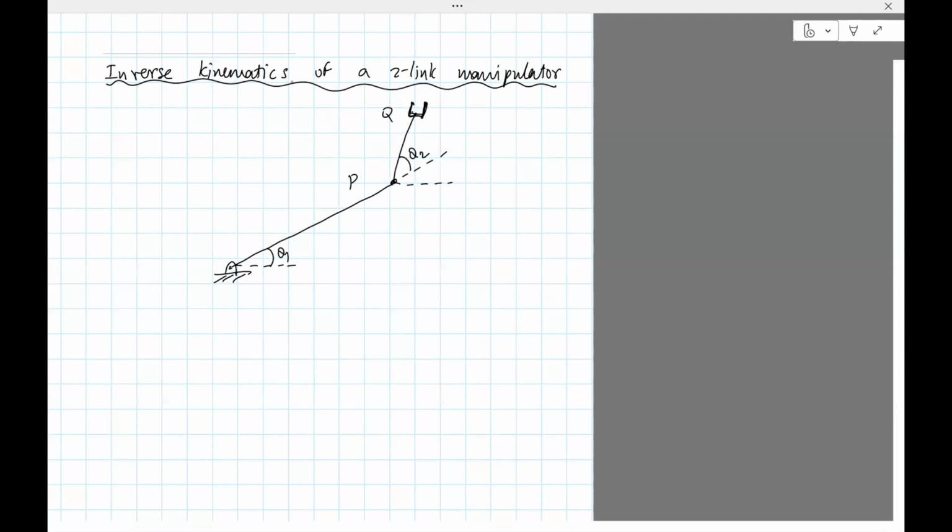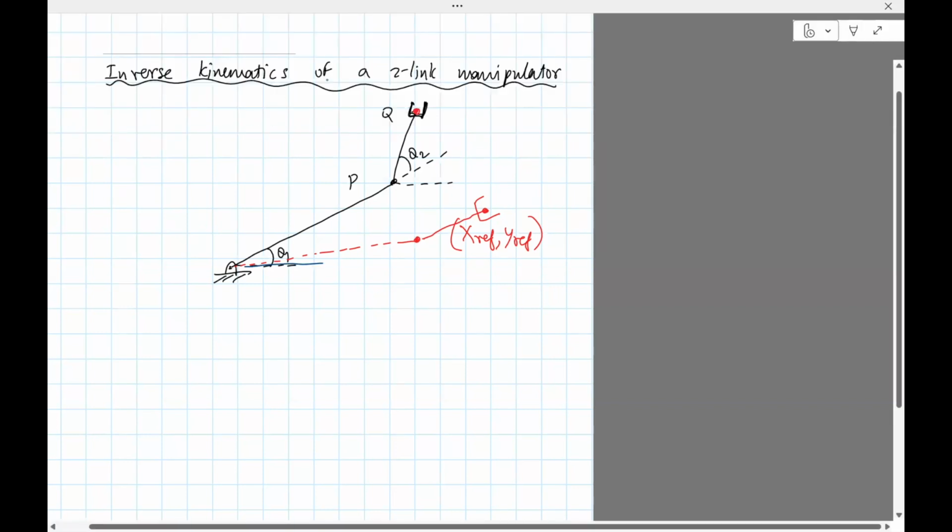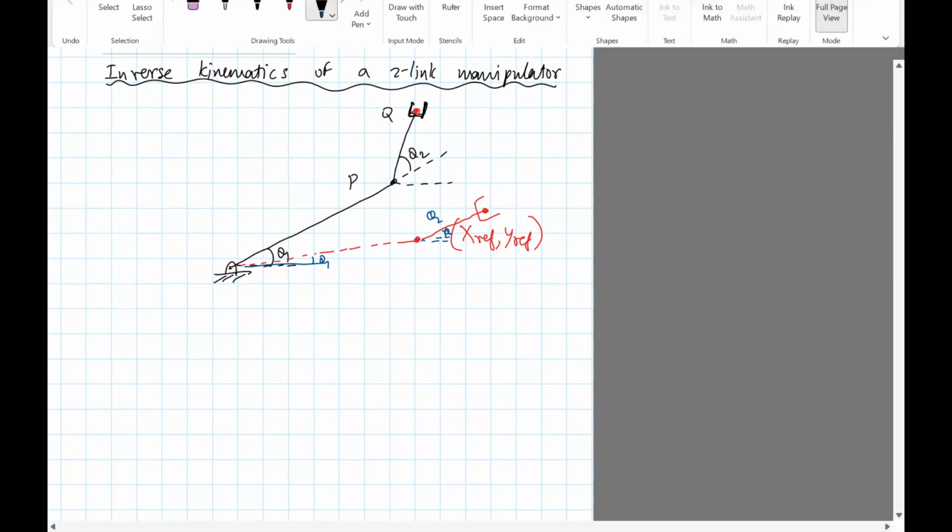Okay, let's say that we want this point, which is the point Q, to be here. Okay, so we want it to be here, and clearly there is some way to do this. I'm just making up something. Okay, so clearly there is some different configuration of angles, theta 1, theta 2. Okay, so it becomes a bit hard to actually do this by hand. So we'll use a root finder.